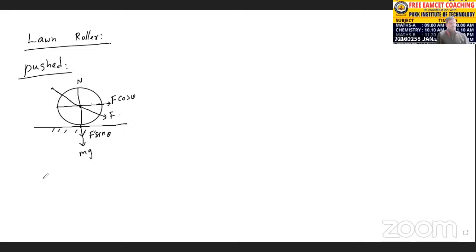So mg plus F sin theta is equal to n. So n is equal to mg plus F sin theta. We know that the frictional force, rolling friction Fr, is equal to mu r into n. So Fr is equal to mu r into n, where n represents this: mu r into mg plus F sin theta.